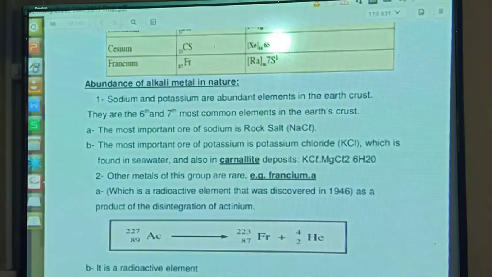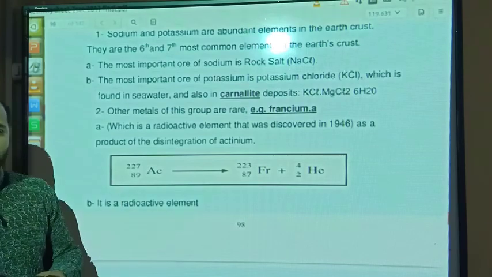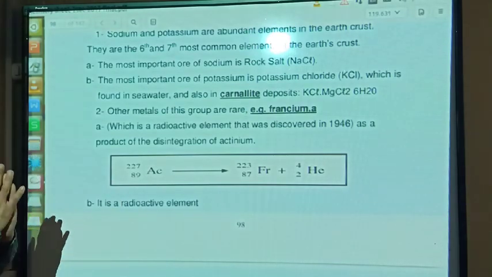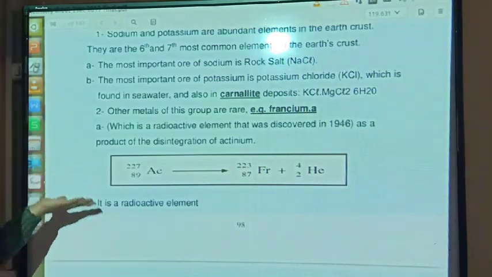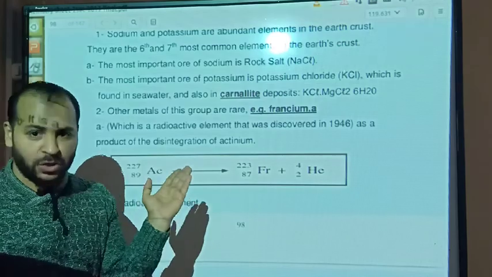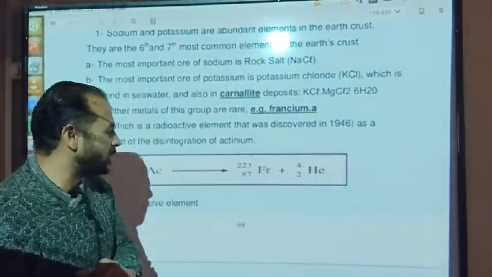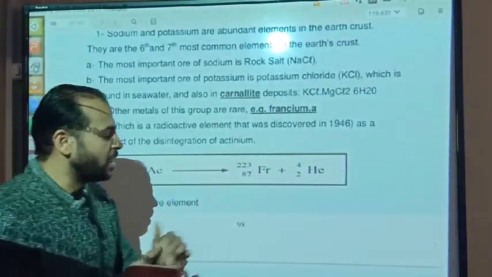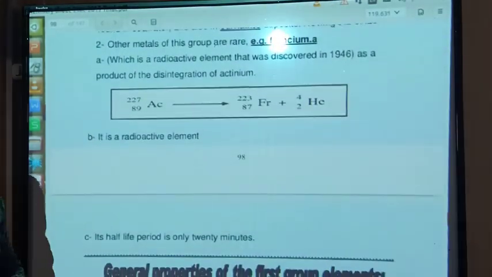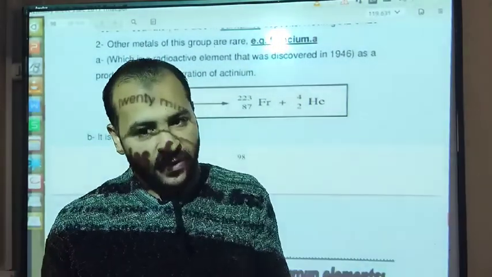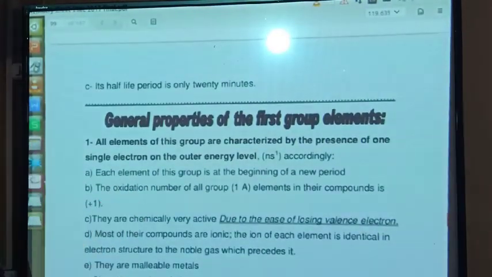The rest of the elements are rare elements. For example, francium. Francium is a radioactive element, which can be obtained from the disintegration of actinium. Actinium is a radioactive element. Its atomic number is 89 and mass number 227. When it decays, it forms francium 87 and 223, and helium, or here it's called an alpha particle. We have 2 pieces of information only about francium. It is a radioactive element and its half-life is 20 minutes only.